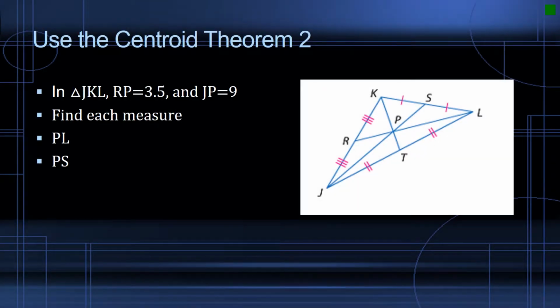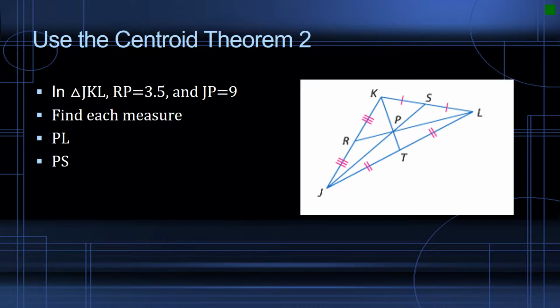Well, let's dig a little deeper into using the centroid theorem. Now, of course, the centroid theorem starts with the fact that triangles have medians. A median is a segment drawn from a vertex to the midpoint of the line opposite that vertex. And of course, in a triangle, there are going to be three medians.